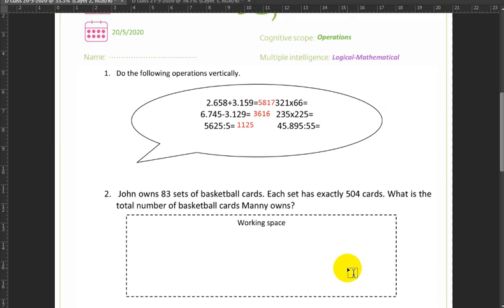Next we have a multiplication. We have 321 times 66. 6 by 1 makes 6, 6 by 2 makes 12, 6 by 3 makes 18, plus 1 that I carried over makes 19. Put a 0 beneath the 1s, 0.